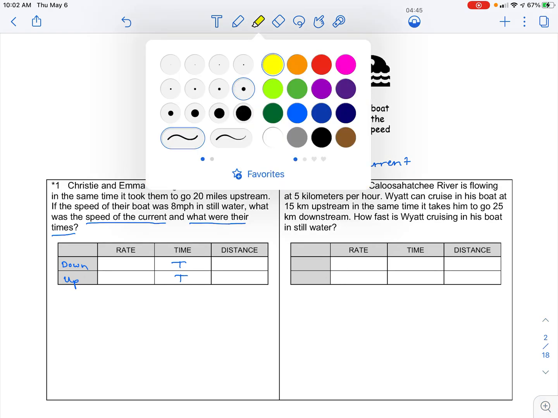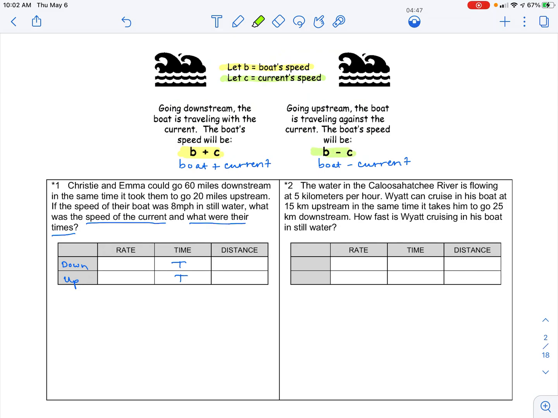Upstream is B plus C, remember, and downstream is B minus C. So for the rate, I'm going to put a capital B here. We have downstream is B plus C and upstream is B minus C, and we're dealing with both of those. We're talking about these girls going upstream and downstream, so we need both of those in there. We know the distances. The distance downstream was 60 and the distance upstream was 20.